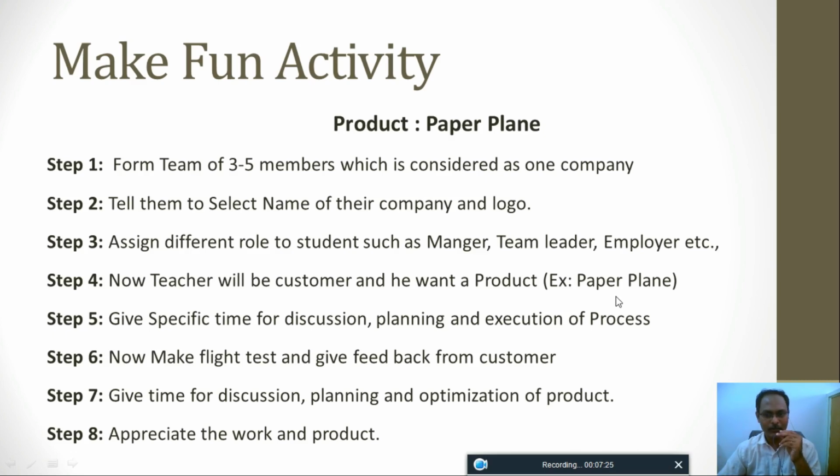You can give many different designs that can be done within the class. Then I give a specific time for discussion, planning and execution of the process. I just give the product name: you have to prepare this product, whatever team you are in. I want the best flight, so I will choose the plane with the best flight.